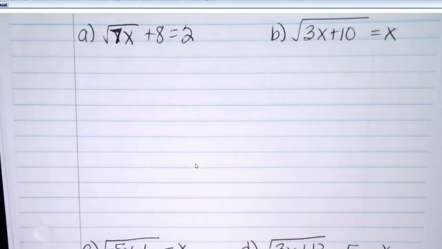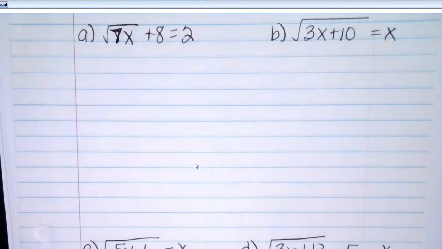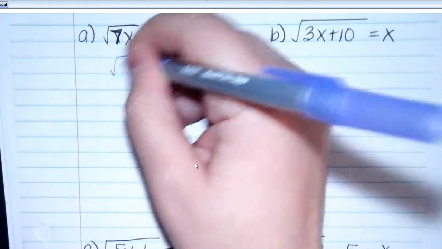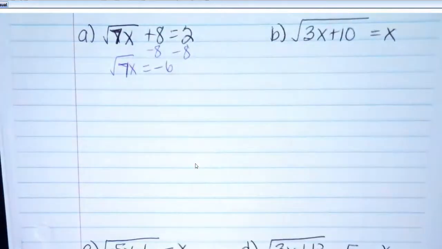All right, so in example 2, the first part, I have this equation, square root of 7x plus 8 equals 2. First thing I would do is try to isolate the radical. I have the square root of 7x, and that's going to be equal to -6. Sorry, not doing a good job writing the sevens today.